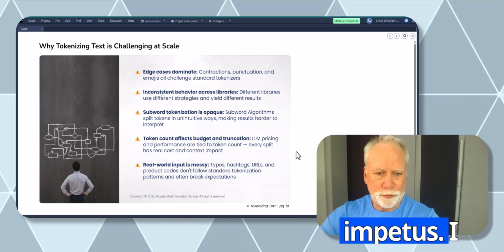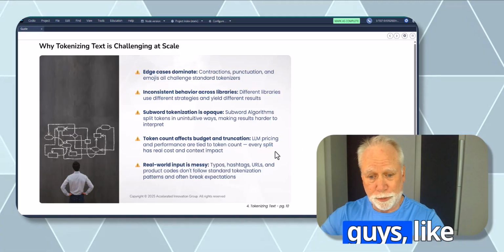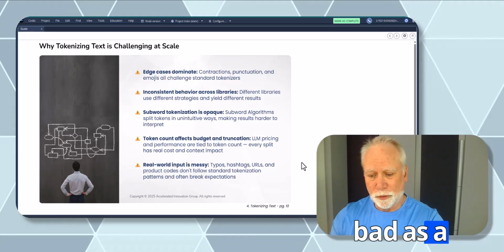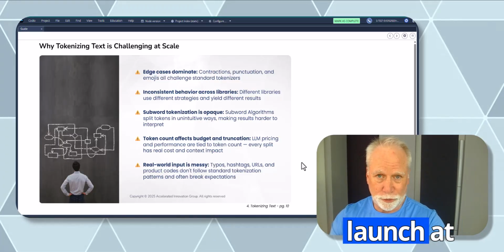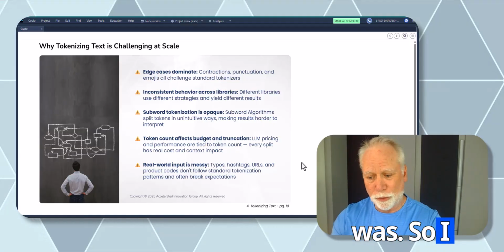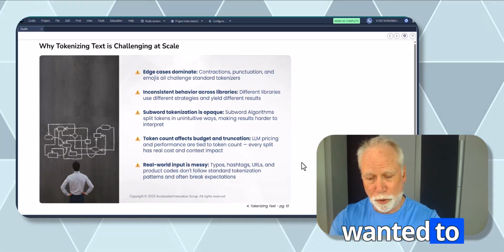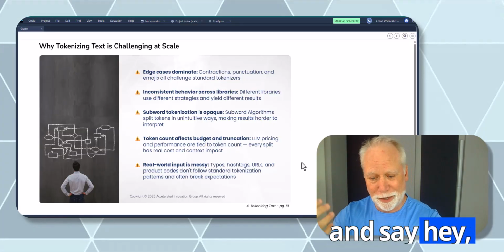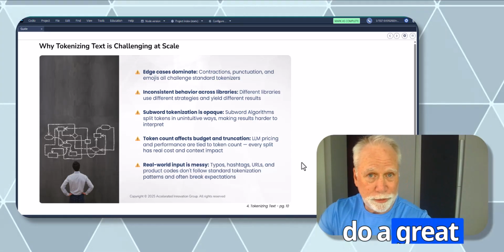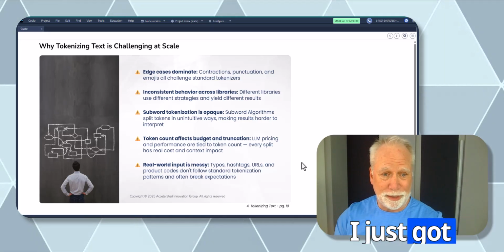Real world input is messy. I don't know about you guys, but I have a bad habit now: a long time ago I started learning that ChatGPT was a much better prompt engineer than I was. So I would type what I wanted to prompt, and I'd feed it to ChatGPT and say, hey, can you clean up my prompt for me? And it'd do a great job.